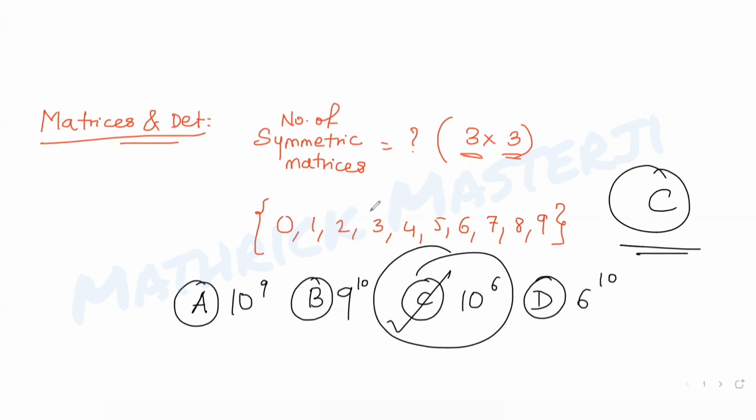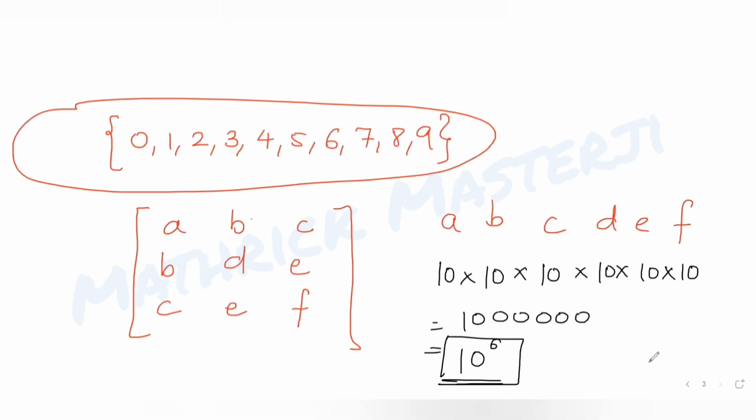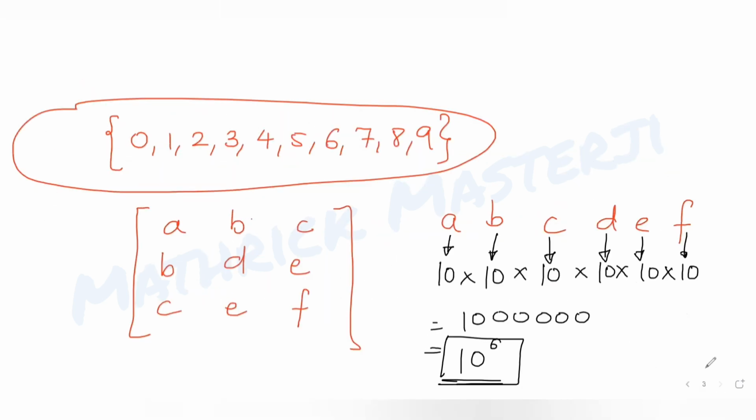I hope you have understood how to solve this type of question. This was a pretty easy question. We just needed to figure out how many unique elements are needed to form a symmetric matrix. Once we got that six elements need to be selected, for each unique element out of 10 numbers we need to select one. So we have 10 options for each of the six unique elements to form a symmetric matrix. And with that, I get the answer as 10 raised to 6, which matches option C.